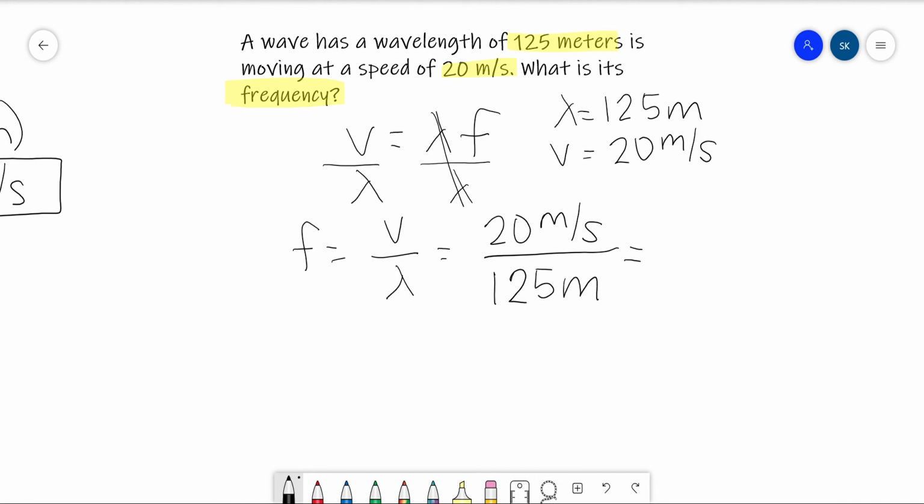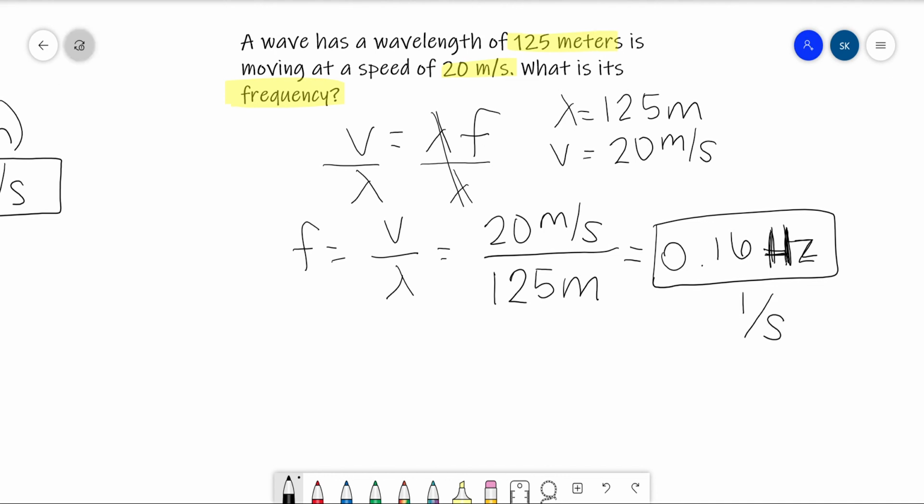Anytime you are solving for something other than velocity or speed, your speed goes on the top and is divided by the other thing that you have. So when we plug this into our equation, we get 0.16 hertz as our frequency. Remember that a hertz is just 1 over seconds, so that's how we cancel out. When we have meters over meters, we're left with divided by seconds. That's a hertz.